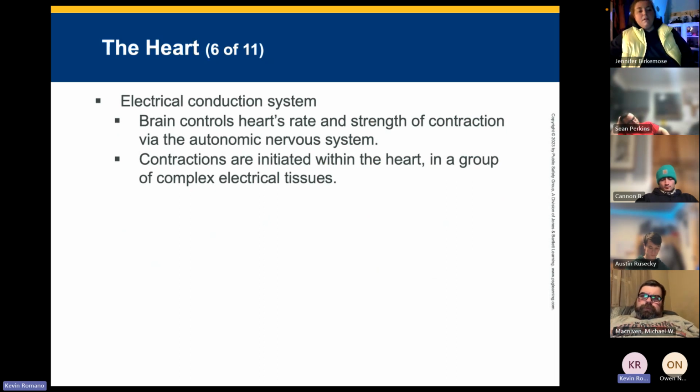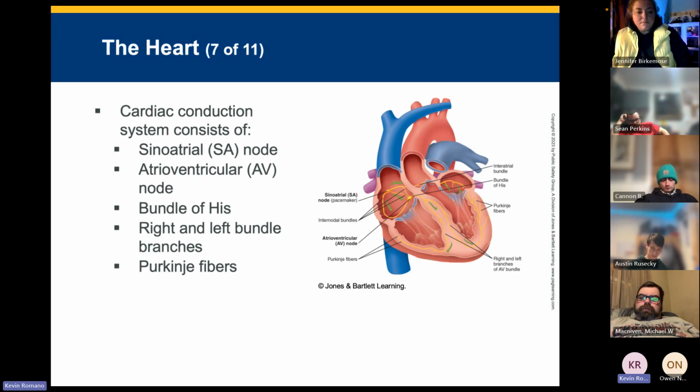The brain partially controls the heart rate and strength of the contraction via the autonomic nervous system, right? The contractions are initiated within the heart itself in a group of complex electrical tissues that are part of a conduction system. And this is what you guys need to know. The cardiac conduction system consists of 6 parts: the sinoatrial node.